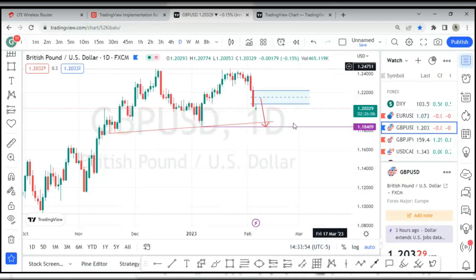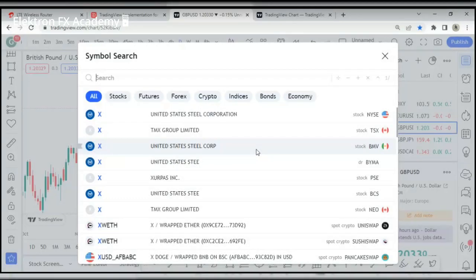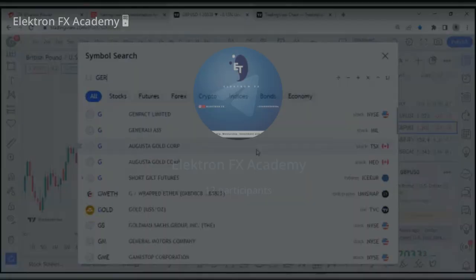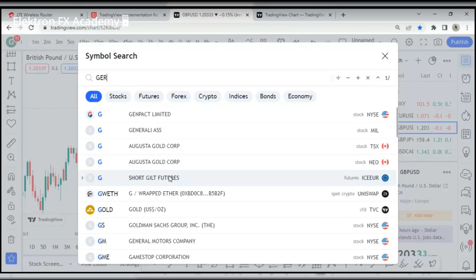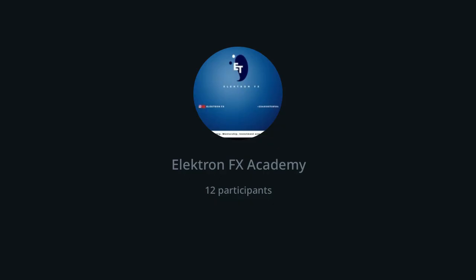Alright, J30. So she had an analysis on J30. I love it. J30, yeah, that is the German index. That is it, DAX. Yeah, it's called DAX.